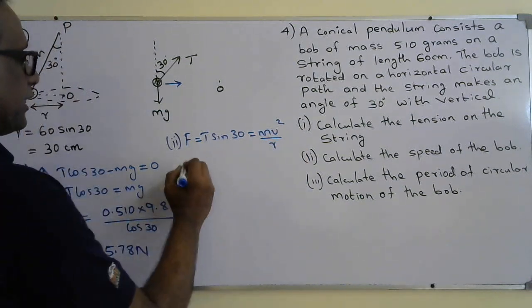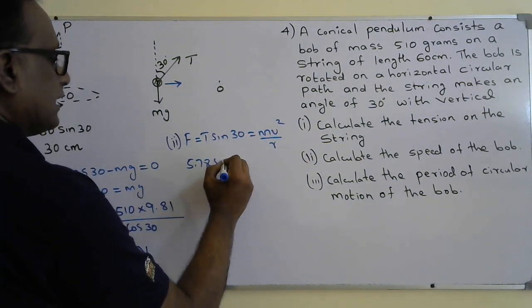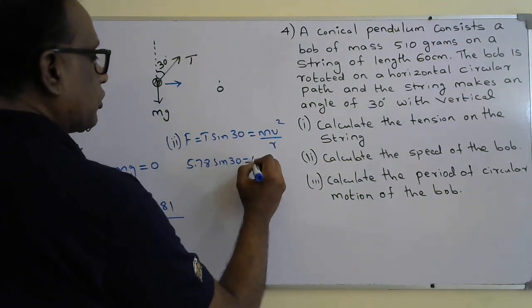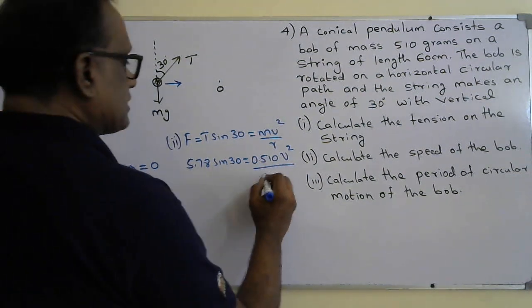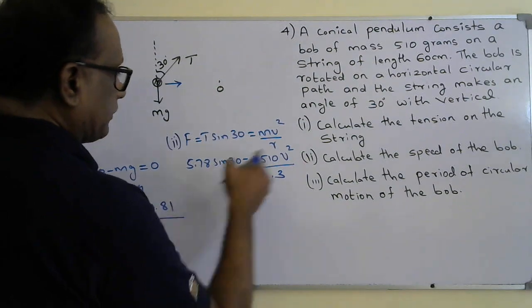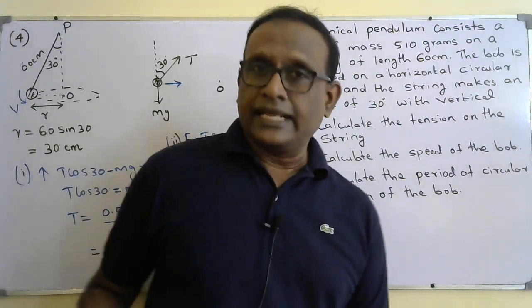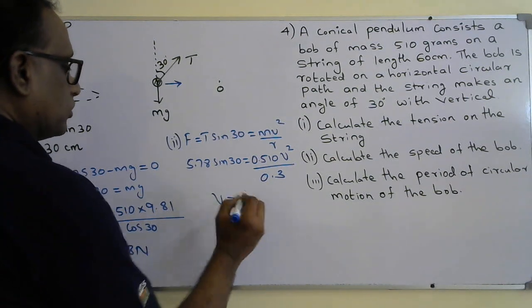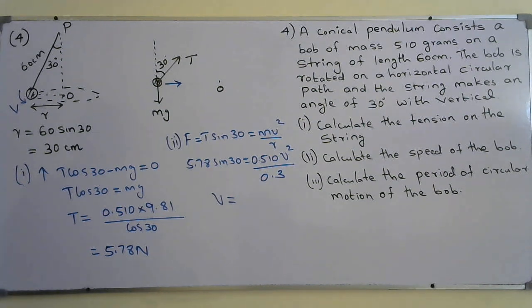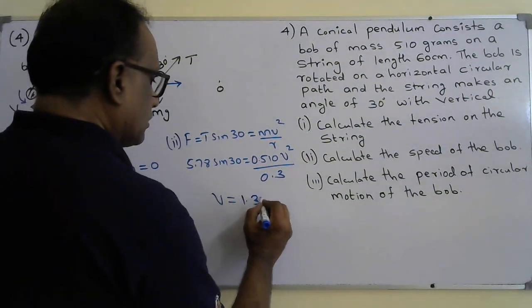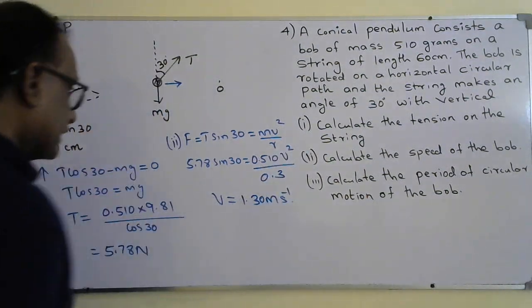So we know T is 5.78, so 5.78 sine 30 equals m, 0.510, v squared over R. We found R as 30 centimeters, 0.3. To find v, cross multiply, divide by 0.510, and take the square root of it. So v will be equal to, that's the third part, calculate the speed of the bob, that will be equal to 1.30 meter per second.